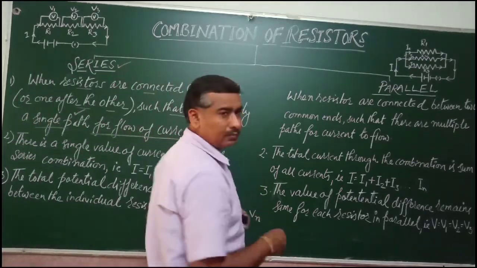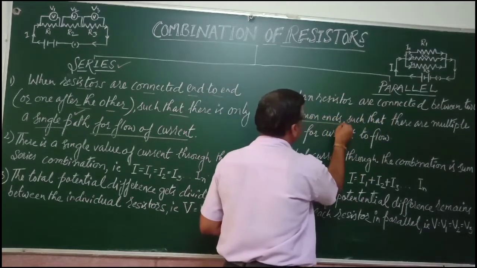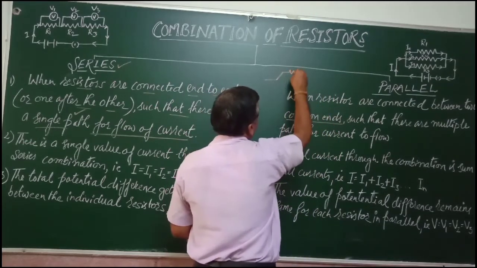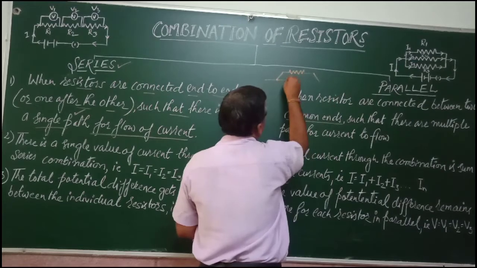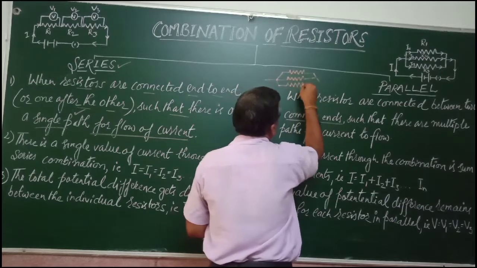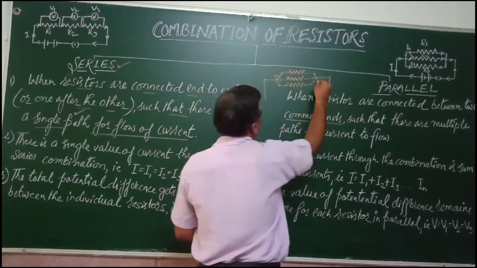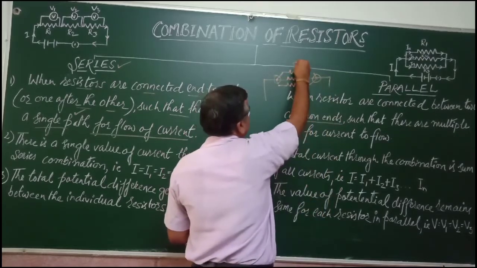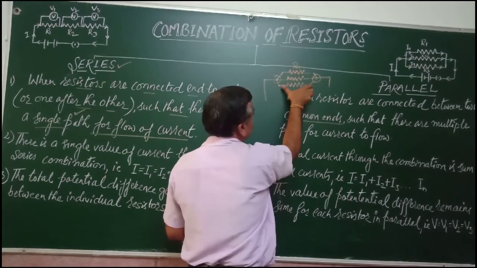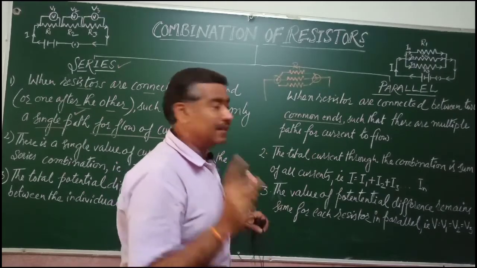Now what is parallel combination of resistors? When the resistors are connected between two common ends. Suppose this is one resistor, this is the second resistor, and this is the third resistor, and we have connected these resistors between two common ends. This is the one end and this is the second end. So all the resistors R1, R2 and R3 are connected between two common ends. Such a combination of resistors is known as parallel combination of resistors, right?